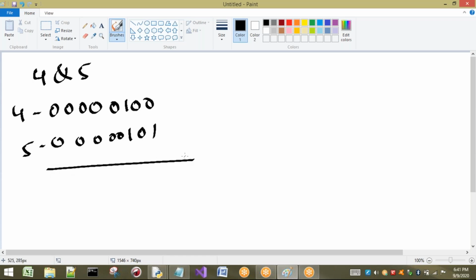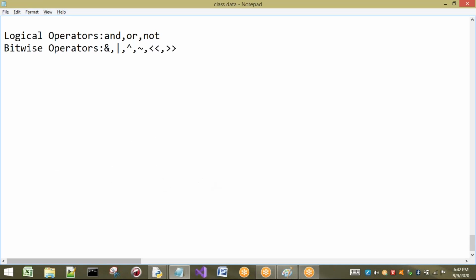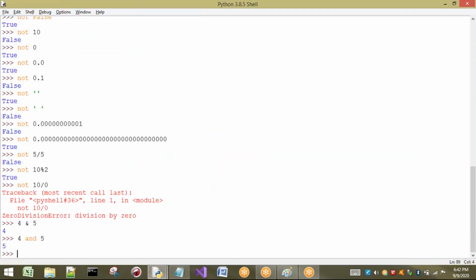Now see, what does the AND operation mean? 1 and 1 is the only case that gives 1. So this is 0, this is 0, and this is 1 and 1, which is 1. Remaining all are 0. 0 and 0 are zeros only. So 100 is nothing but 4. This is the reason why we get the output 4.